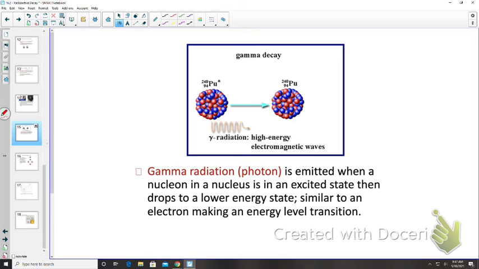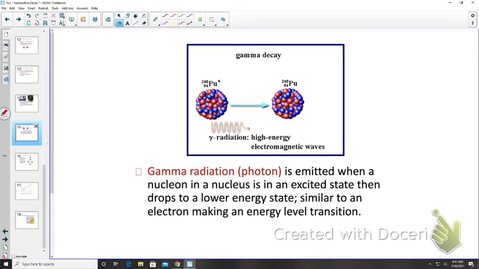Okay, so the last type of decay that we're going to talk about today is gamma decay. So gamma radiation or gamma decay, this is where a photon is emitted when a nucleon in a nucleus is in an excited state and then drops to a lower energy state.